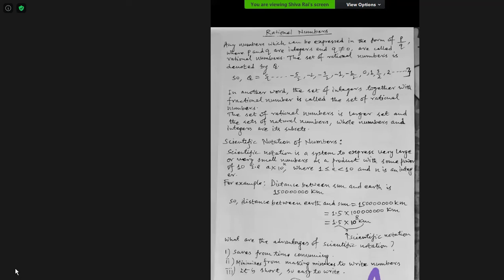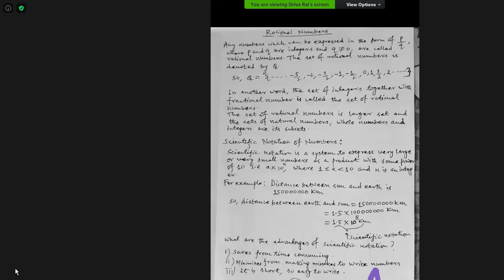Already I said. So what are the advantages of scientific notation? Why to use scientific notation? If it doesn't have any benefit, any advantage, why to use this? Certainly it has benefit. It has advantages. What are its advantages? You look here.